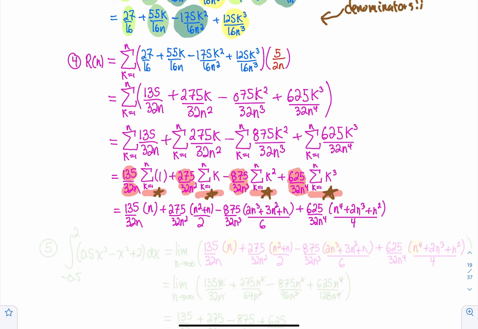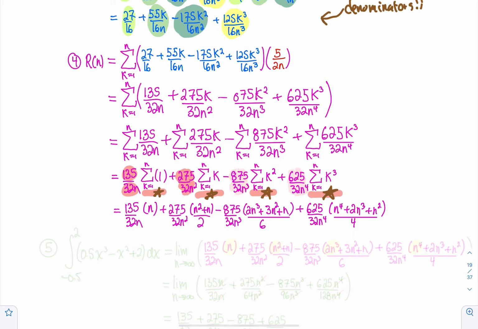The summation of k is n squared plus n over 2. I'm using my Star Theorem. The summation of k squared from 1 to n is 2n cubed plus 3n squared plus n over 6. And the summation of k cubed from 1 to n is n^4 plus 2n cubed plus n squared over 4. Again, using my Star Theorem here. And that's your formula for Rn.